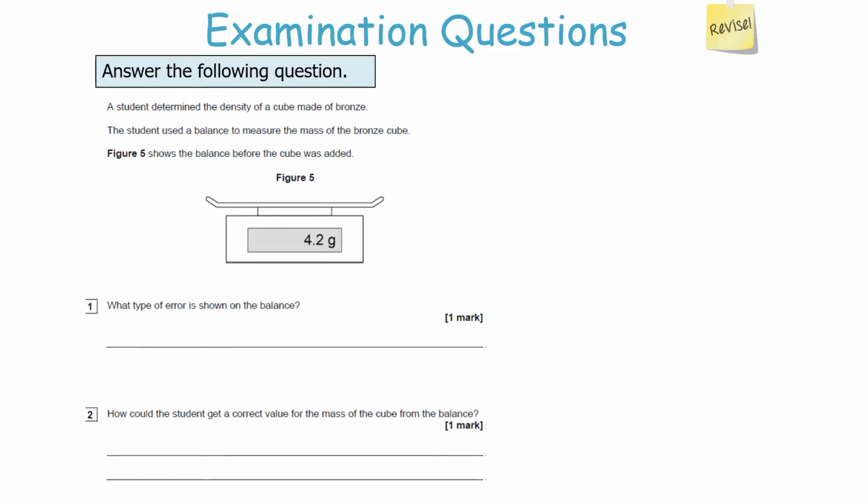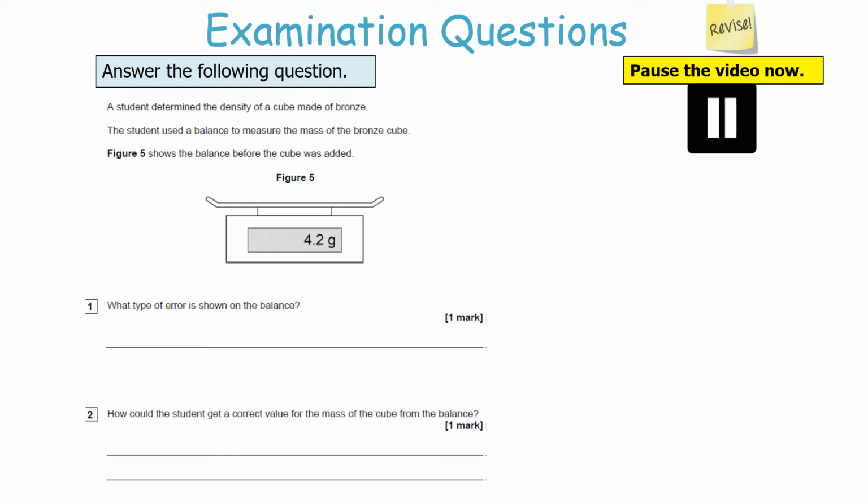The next question says, a student determined the density of a cube made of bronze. The student used a balance to measure the mass of the bronze cube. Figure 5 shows the balance before the cube was added. Firstly, what type of error is shown on the balance, and then how could the student get a correct value for the mass of the cube from the balance? So pause the video now, then unpause the video when you want to go through your answer.